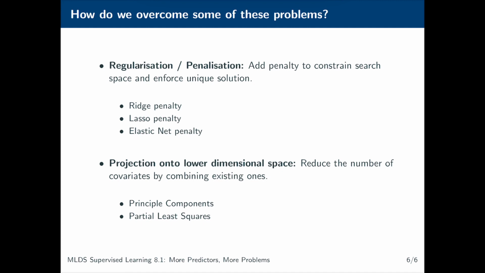We'll also consider the case of projecting our set of p covariates down onto a lower dimensional space. We'll be taking linear combinations of our covariates to produce a smaller set of covariates that still captures most of the information within the entire collection. Here we'll look at two options, using principal components of the design matrix and using a partial least squares approach.